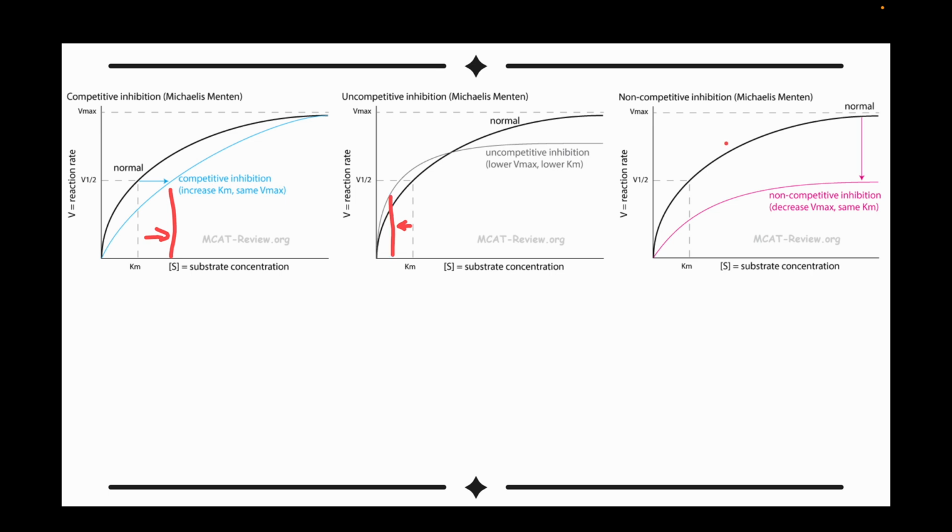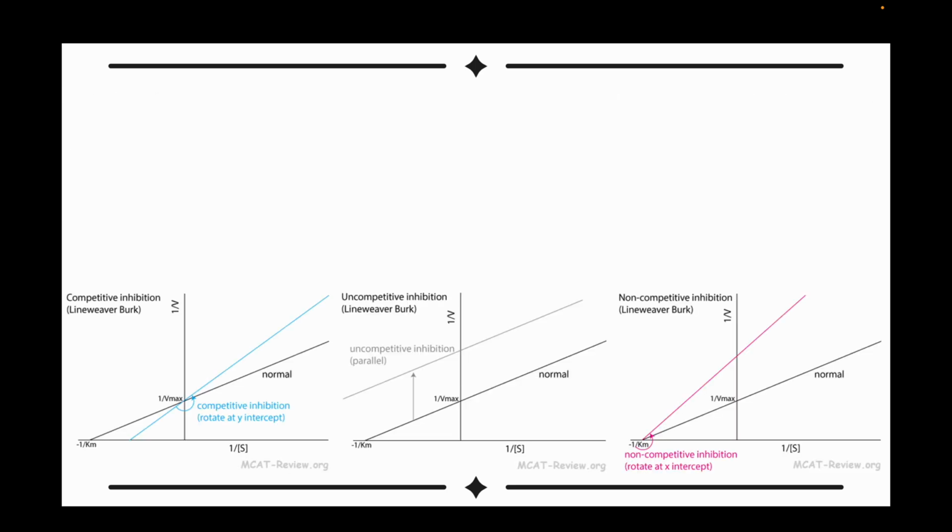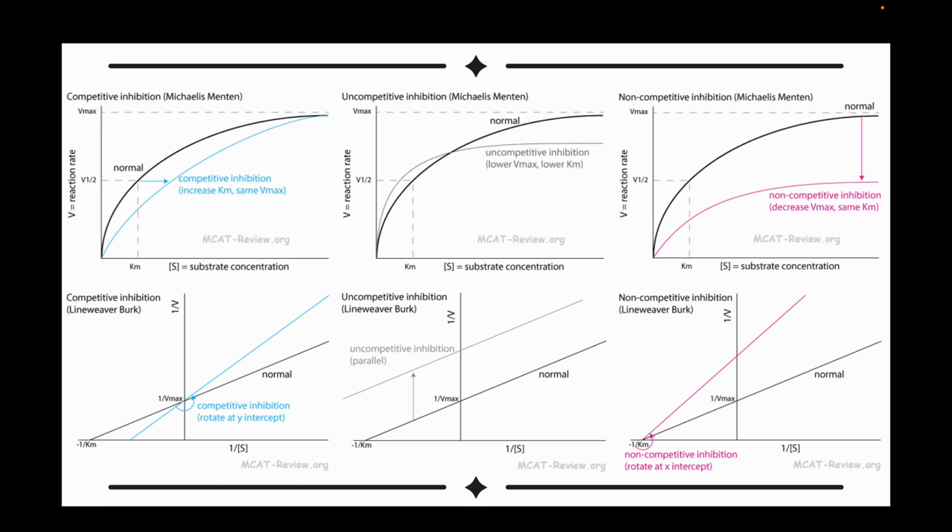For non-competitive inhibition, again we can see that Vmax is decreased, so the curve approaches a lower limit, but Km is actually the same. These are also demonstrated here in these Lineweaver-Burk plots. And finally, this slide puts it all together so you can compare the Michaelis-Menten plots and the Lineweaver-Burk plots with the different types of inhibition. And that concludes our lesson on enzymes and enzyme regulation.